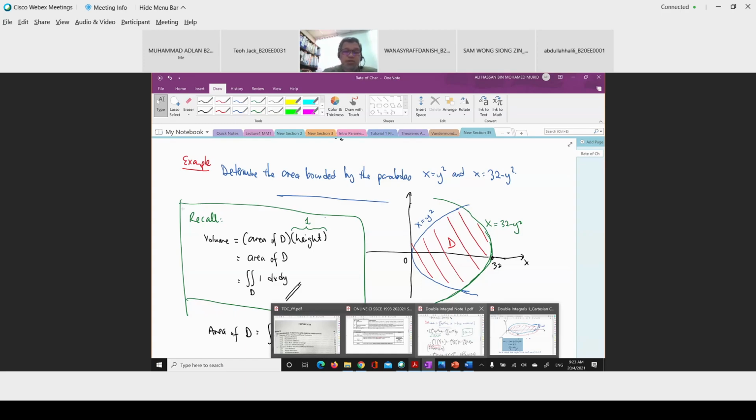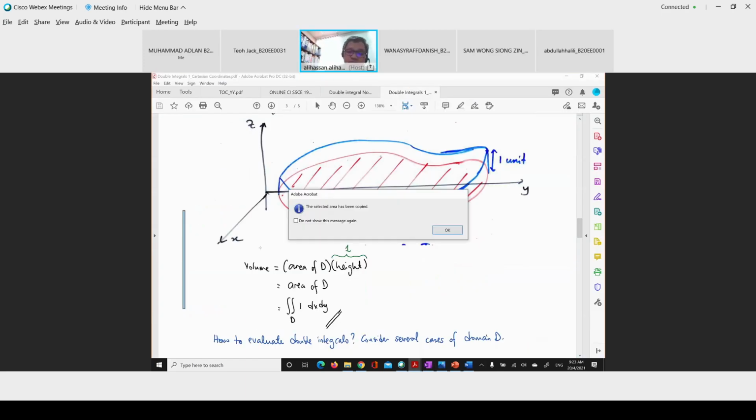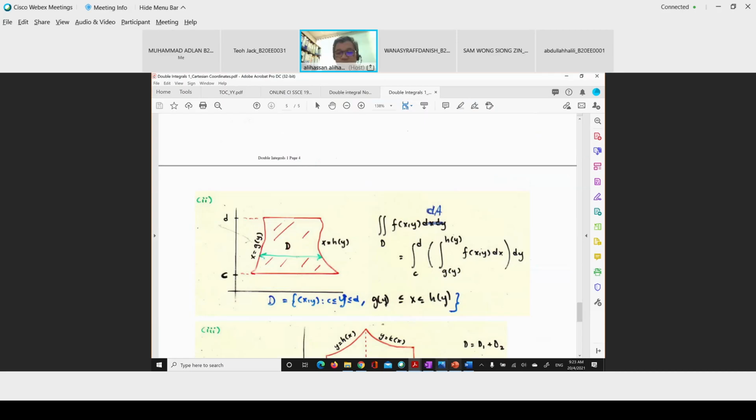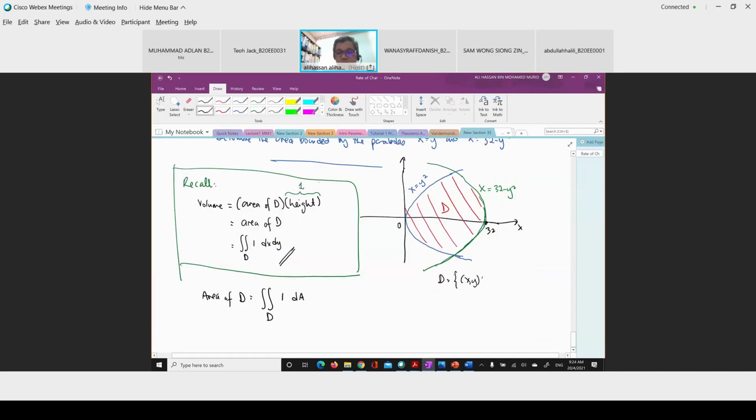Okay, so the order that we need to use here. How to write the domain D: x is bounded on the left by y squared, and x is bounded on the right by 32 minus y squared. Okay, what about y? The bound for y here must be numbers.